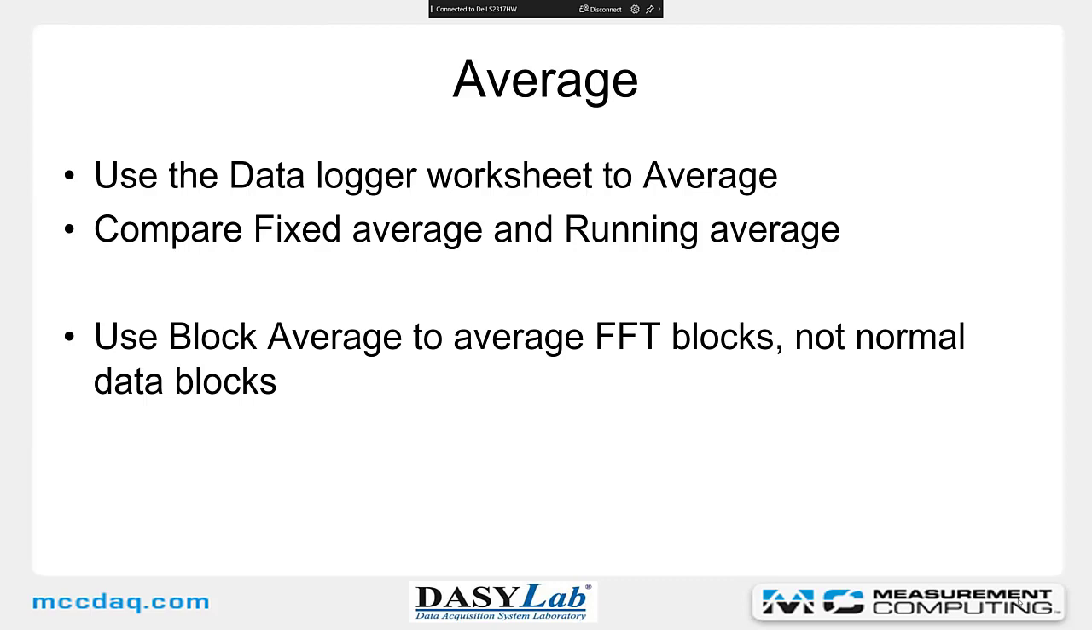So the first example we're going to work on, we'll use the data logger worksheet to average the data. And what I want to do while we're working with it is compare a fixed average and a running average. And we can do them side by side, and you can look at the results of the data. I want to make a note here, I'm not using the block average module. You would use the block average module to average FFT blocks, not normal time-based data blocks.